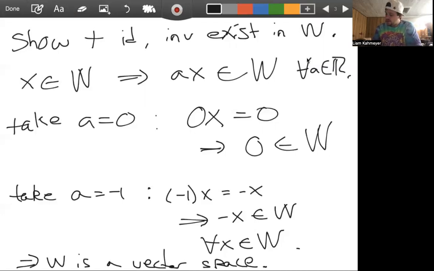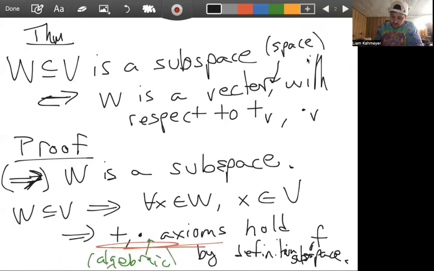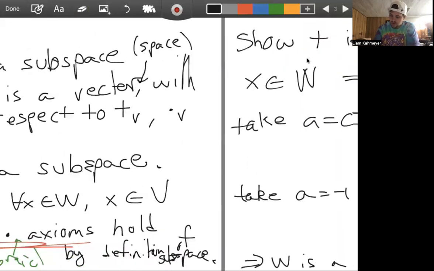Great. Now what do we need to do? Now we need to prove the opposite direction, right? We've started with the assumption that W is a subspace and proven that W is a vector space. Well, now let's start with the assumption that W is a vector space.